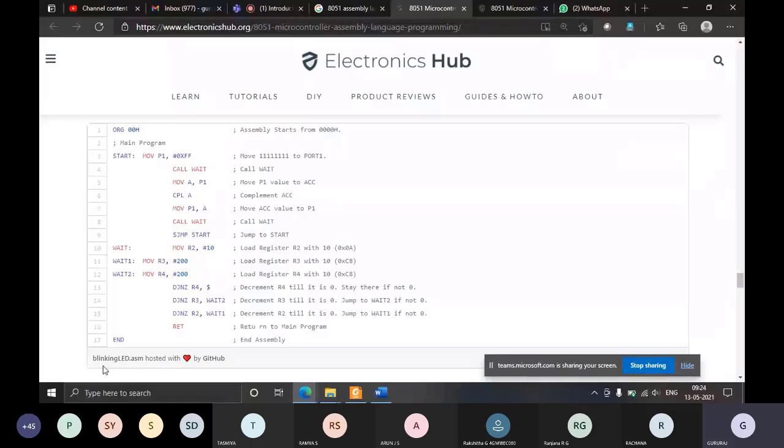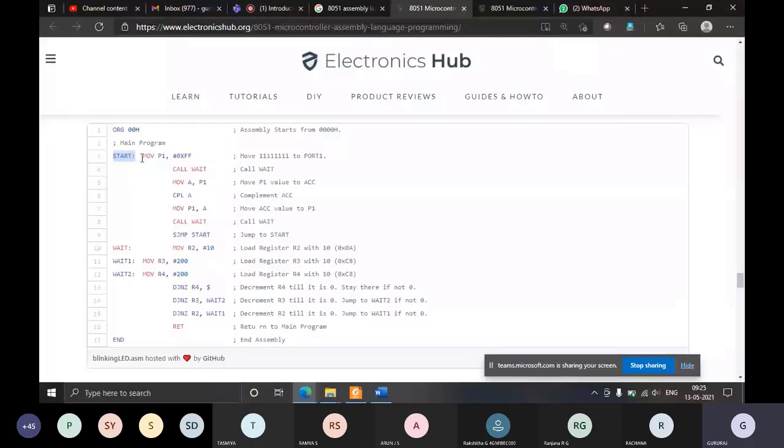It is 8051 code to blink an LED, written in assembly language. You can see it starts with ORG 00. That is, the program starts at this particular address 00. So assembly starts from address 00, and the main program starts here. This is a comment: you can see a semicolon followed by a statement. It will not be compiled or executed. Next you can see the instruction which has a label, start. Start colon is a label.